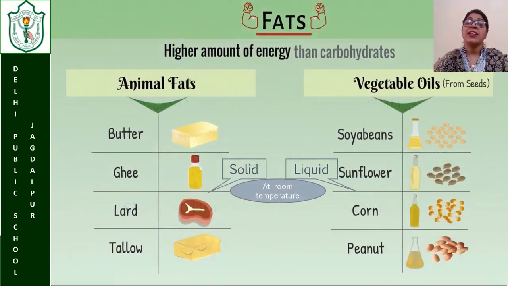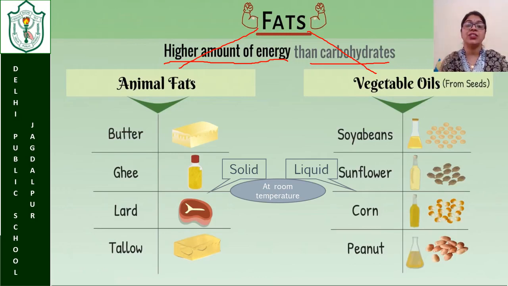Now, fats are a higher amount of energy giving food than carbohydrates. But we get the fat from animal sources also, and we get the fat from plant sources also. So fats can be divided into two categories. One is called animal fat, the other one is called vegetable fat. Animal fat is what? We get the milk, and the milk is having cream.